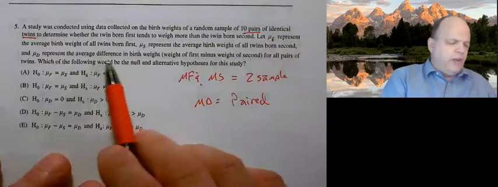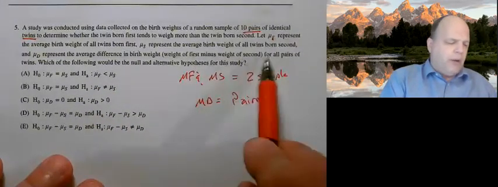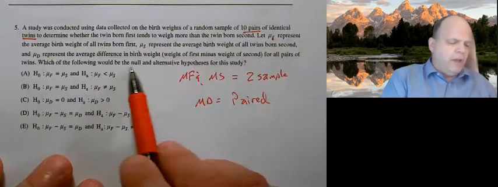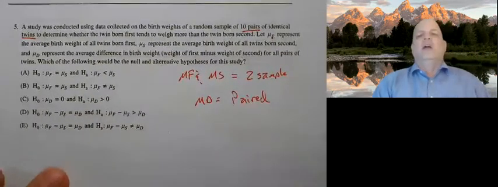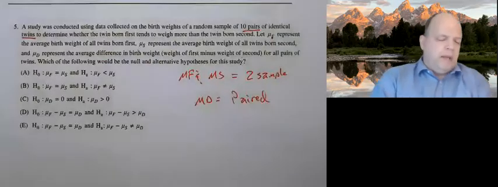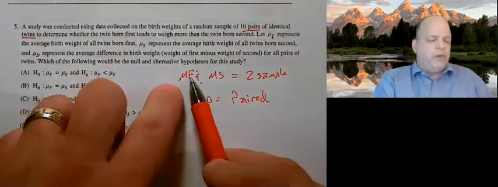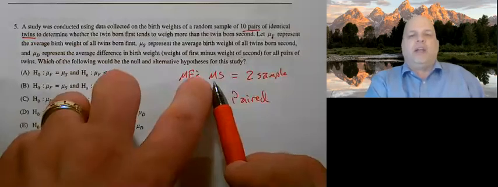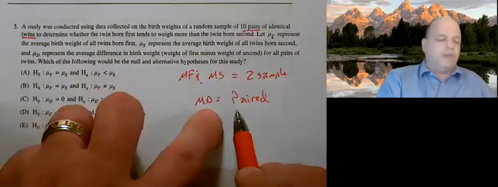MD represents the average difference in weight, first minus second, for all pairs of data. Which of the following would be the null hypothesis for this study? Well, which would be better? Would it be better if I compare the average weight of firstborns minus the average weight of secondborns? Or would it be better if I did the first one minus the second one?